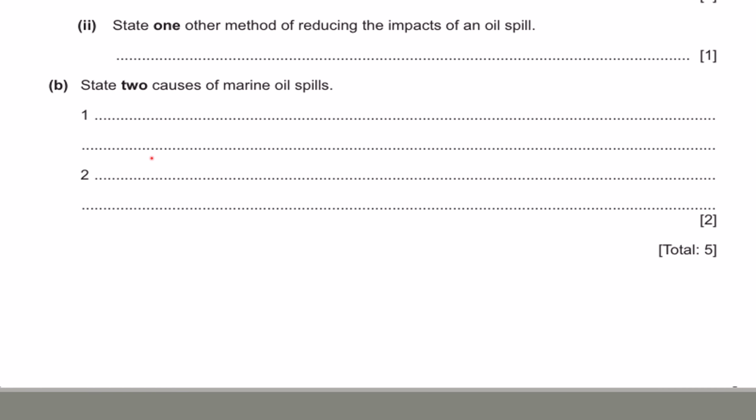Here is part B of question number 4. State 2 causes of marine oil spills. So what are the 2 causes of marine oil spills? The causes may include tanker accidents or leaks from offshore oil rigs. This question also carries 2 marks. Altogether, question number 4 carries 5 marks.